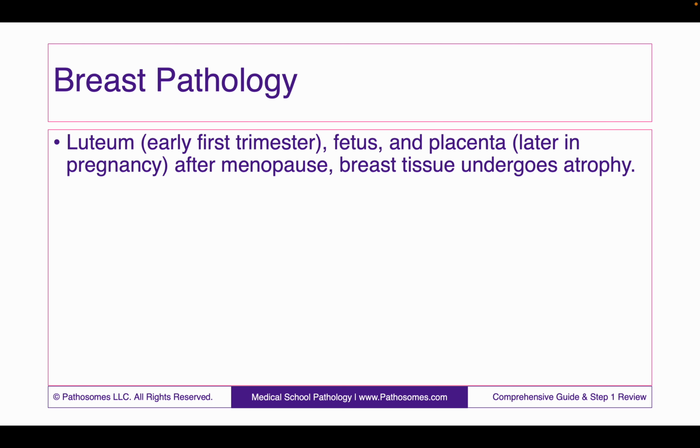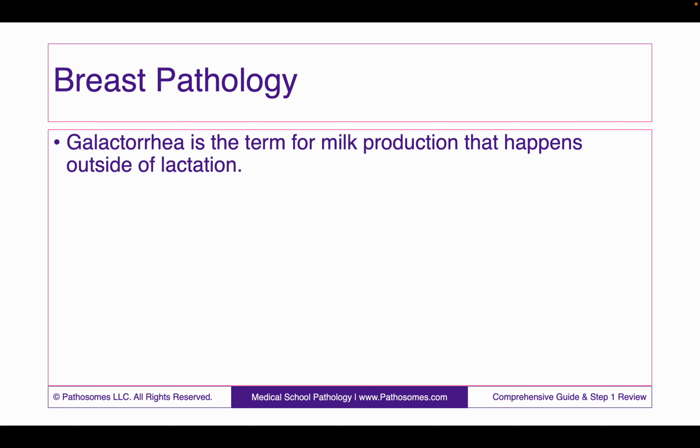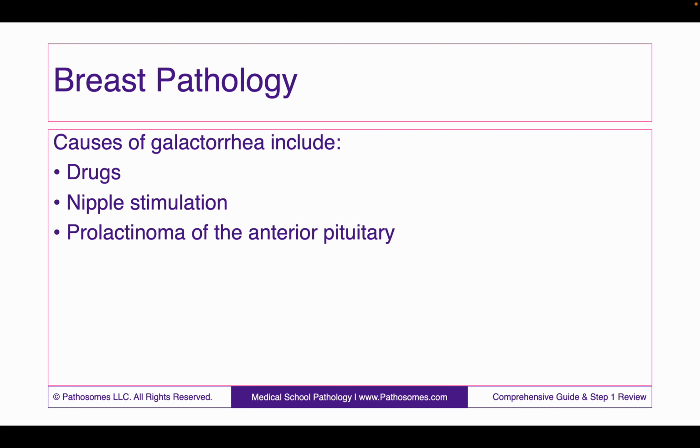Galactorrhea is the term for milk production that happens outside of normal lactation. Causes of galactorrhea include drugs, nipple stimulation, and prolactinoma, which usually shows up somewhere in a question set or in vignettes. Prolactinoma, where? Of the anterior pituitary, right?